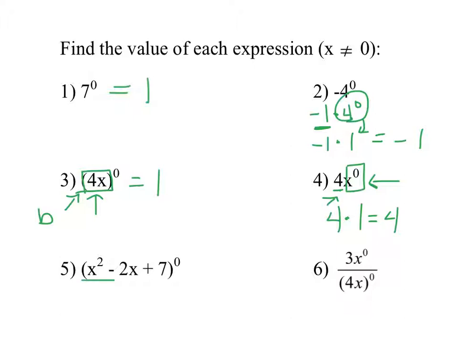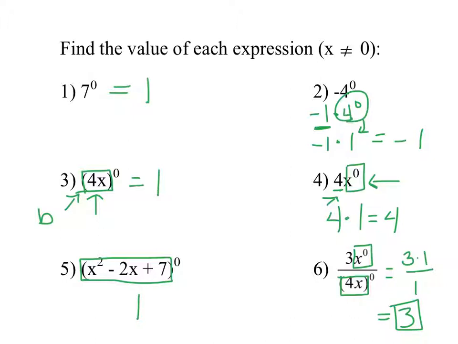So if it's in parentheses, the whole thing is being raised to the 0 power. Okay? So all of this in the parentheses here is being raised to the 0 power. So the bottom is 1. And on the top, the only thing being raised to the 0 power is that x. So the 3 stays, so it's 3 times 1. So this answer is simplified, it's just 3.